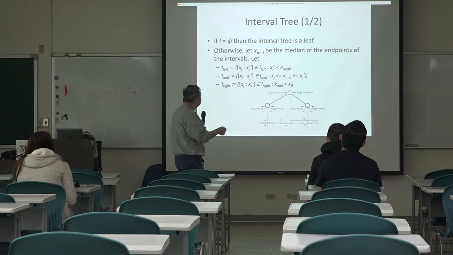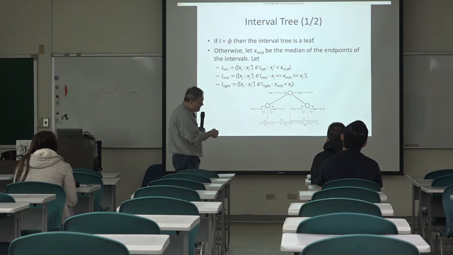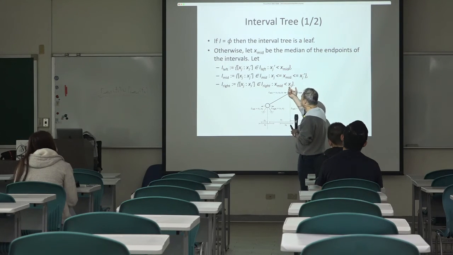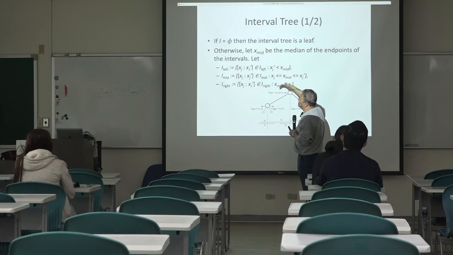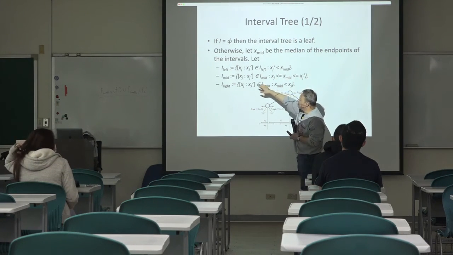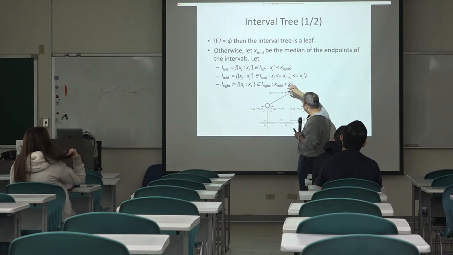Otherwise, we let x mid be the median of the endpoints of the intervals. And I left is defined to be the intervals that fall completely to the left of the x mid, so obviously xj prime will be smaller than x mid, so that the whole interval is on the left of the x mid. And I right will be the intervals that fall completely to the right of the x mid. In that case, the xj will be greater than the x mid. The rest of the intervals contain the x mid. We call that set I mid. So we have I left, I right, and I mid. So the root is I mid.